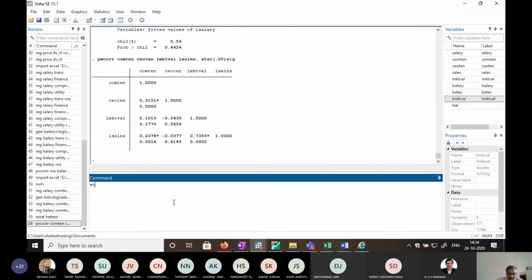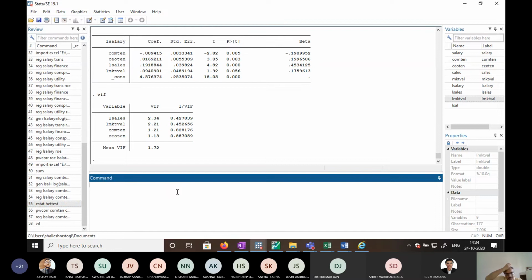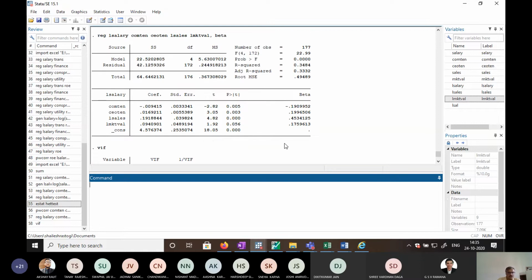I can cross-check the whole thing with the help of VIF, but I need to run the regression first, then I'll calculate VIF and look at the VIF values. Still VIF is not more than 4. If you remember my discussion, I talked about VIF, though it is not a deciding factor, it can corroborate and support the results of the significant correlation coefficient.